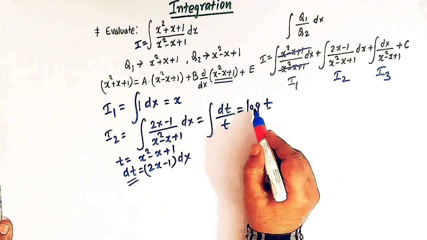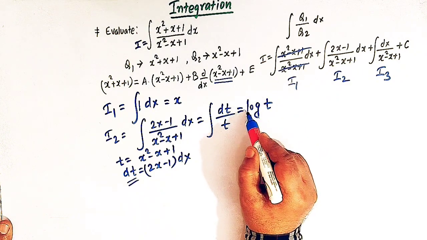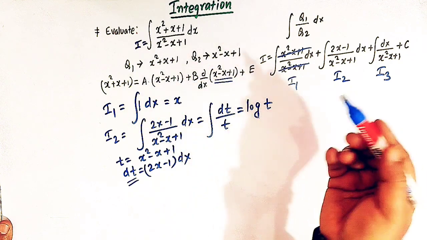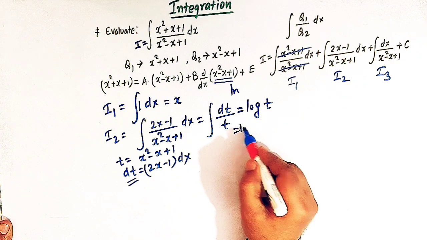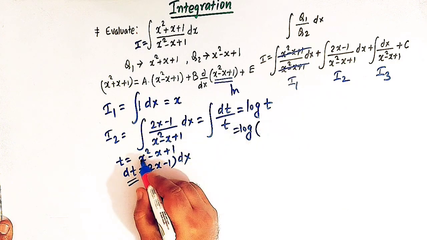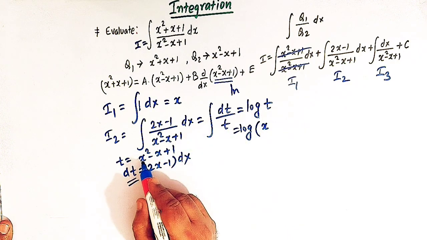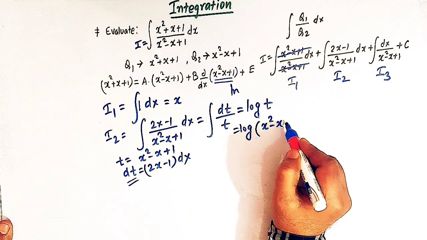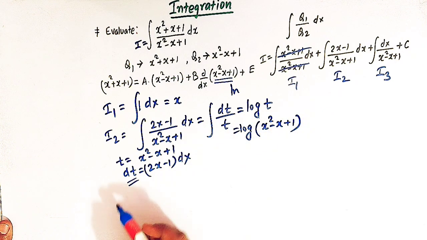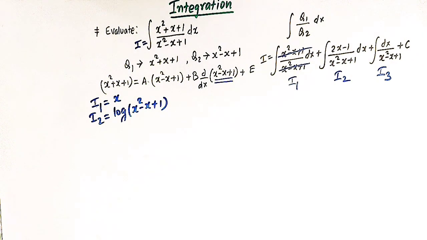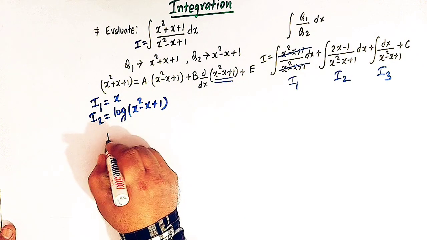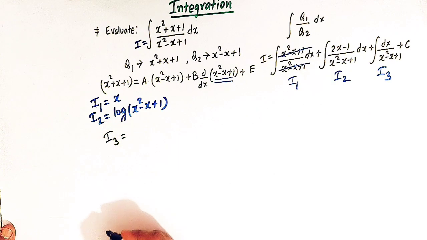right? So here we are using the notation log for the natural log, that is ln, right? So we have log of x square minus x plus 1, taking t equal to x square minus x plus 1, right? So we have I1 and I2. Now consider the third integral, that is I3.